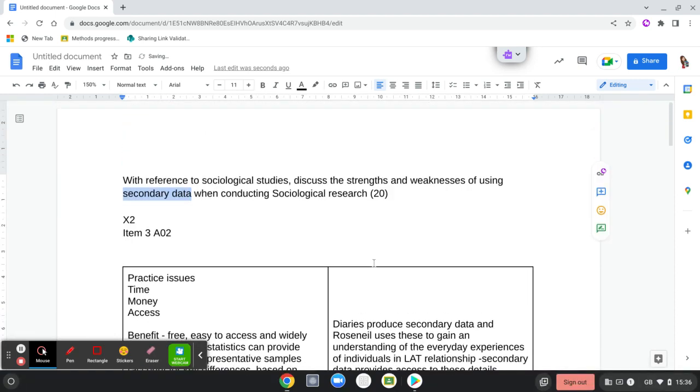As always, any questions, let me know. But I think secondary data is quite likely, along with something like practical issues. We've got to really prepare for these very tricky 20-markers so that you're going to smash that exam on the 7th. Thanks, folks.